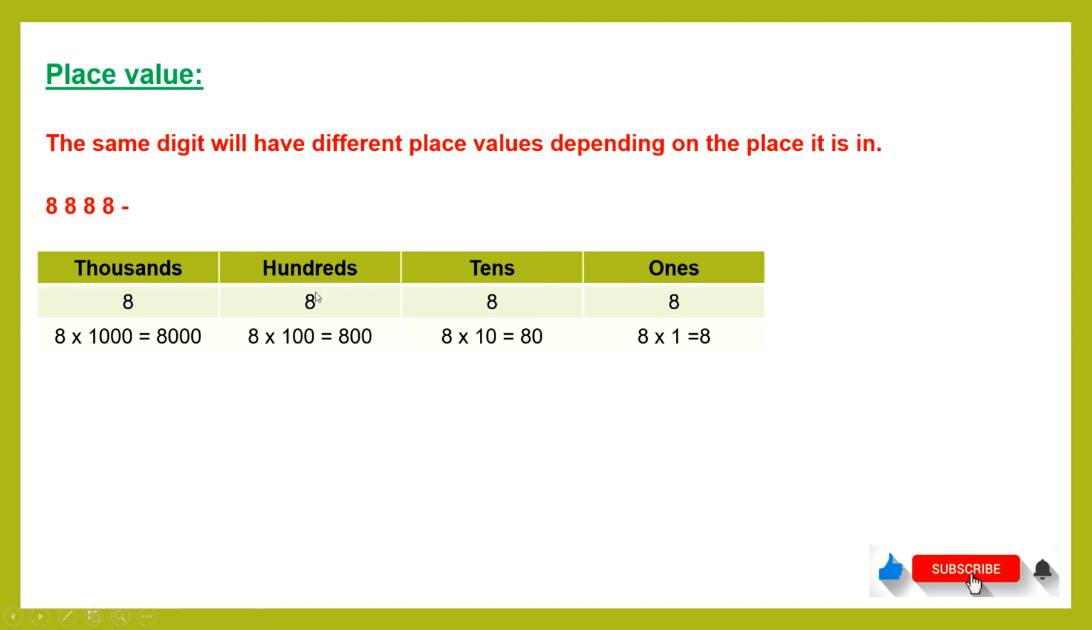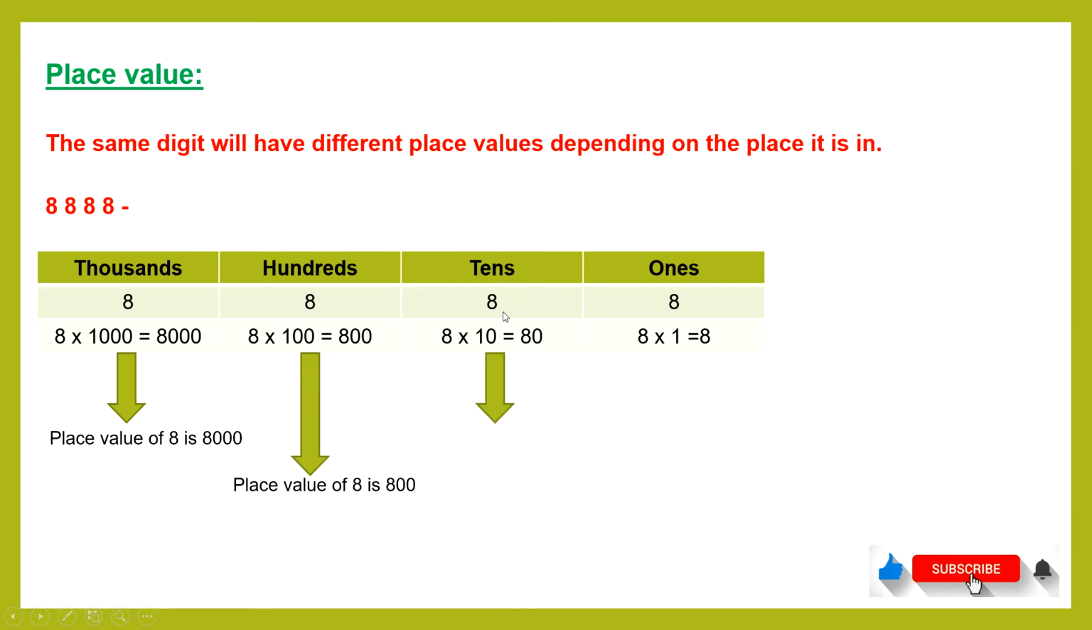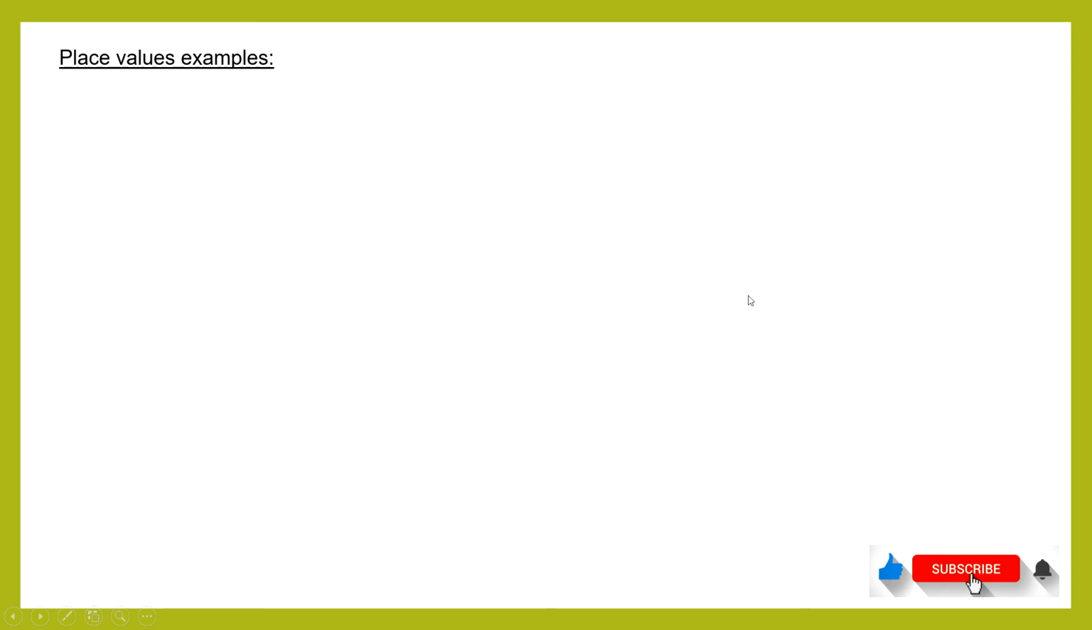Similarly for hundreds place, we will multiply 8 by 100 and we get 800. So 800 is the place value for this number 8. And for thousands place, the place value for 8 is 8000. Now we have seen 8 is the same digit, but its place value differs. So place value of this 8 is 8000, of this 8 is 800, of this 8 is 80, and of this 8 is 8. So that's how it works.